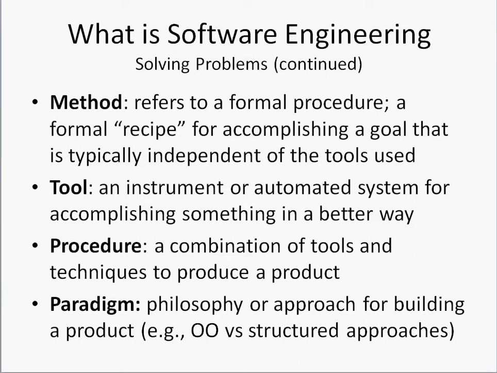A procedure is a combination of tools and techniques to produce a product. A paradigm is a philosophy or approach. For example, we have object-oriented paradigms or your traditional structured approaches. We also have paradigms in terms of the processes we use. We can have something called the agile process, or we can use something called a waterfall process to help us in going through our software engineering process.